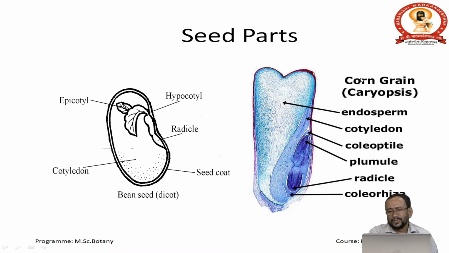In this case, a monocotyledon seed, corn grain, caryopsis, basically maize and wheat, are basically fruits, not seeds. These are fruits because the ovary is covered, the fruit covers the seed. Endosperm, cotyledons, coleoptile, plumule, radicle, and this is the junction portion, the epicotyl here also. Coleorhiza.